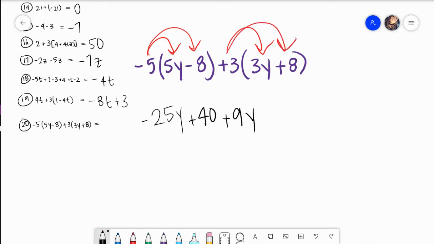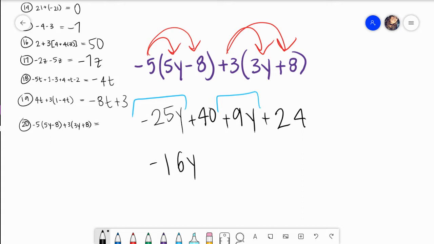Multiply. 3 times 8 is 24. Signs are the same, so it's positive. There is no variable. What's in common? I've got a negative 25y. I got a positive 9y. Signs are different, so you subtract, and you would get 16. Keep the sign of the larger. Don't forget your variable, right?